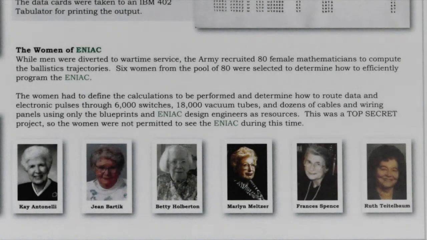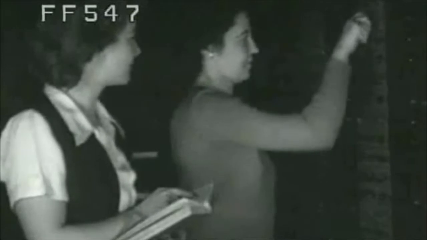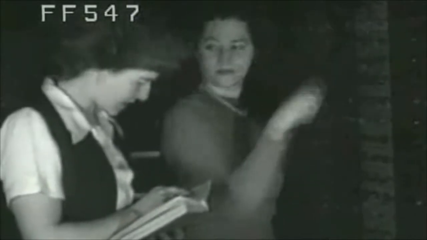While men were diverted to wartime service, the Army recruited 6 female mathematicians and challenged them with determining how to efficiently program this new machine. Initially, they were not allowed to see the ENIAC because it was considered top secret. The women determined how ENIAC functioned from its logical and electrical block diagrams, and then figured out how to program it. They created their own flowcharts, programming sheets, and even wrote the program utilizing a challenging physical interface, which had hundreds of wires and 3,000 switches.